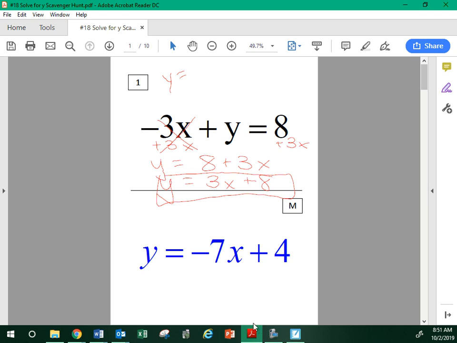And once you get your answer, then you're going to look around the room and try to find the answer of 3x plus 8. Oh, looky here. It happens to be right here. So here's the answer. It says L, so you put L in the box. And then you're going to work on the problem that's above it.